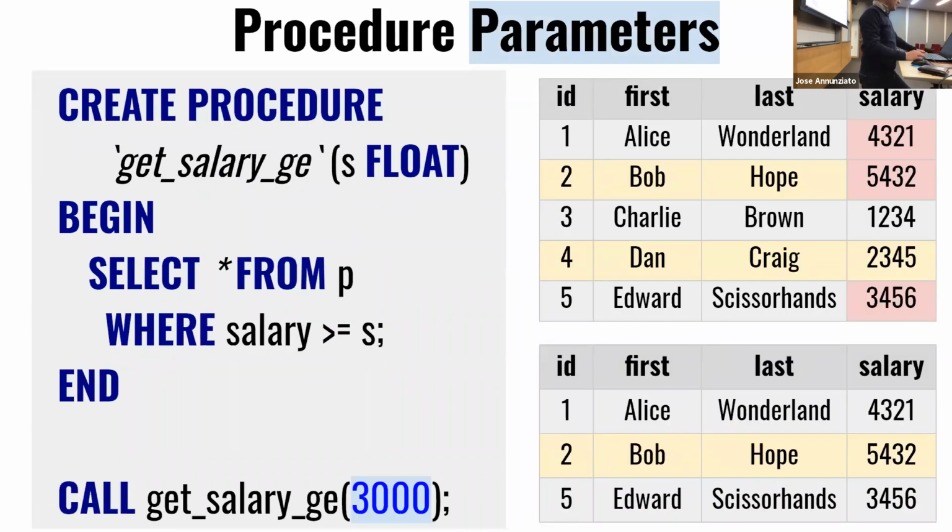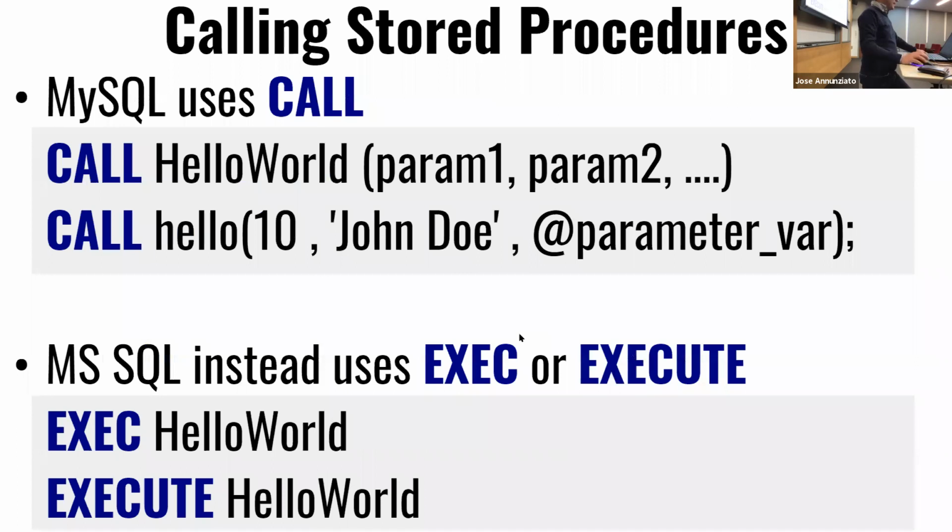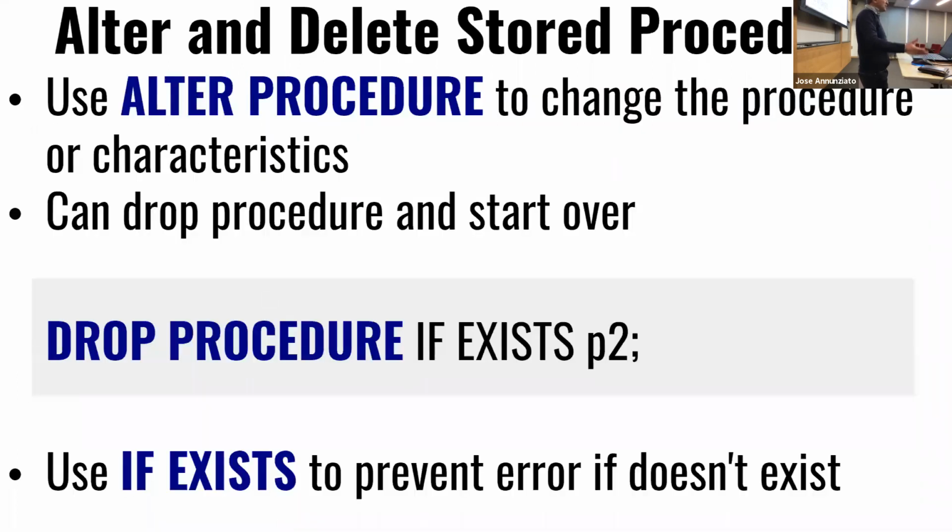Here's another one, where we are now accepting an argument, 3000. It's retrieving all the users with a salary greater than some parameter. Different vendors have slightly different syntax, so just check. MySQL or Oracle are slightly different, but more or less they're equivalent. If you want to change a stored procedure, you might as well just drop it and redefine it, or you can alternatively use alter. I've literally never used alter. I've always just dropped it and redefined it.